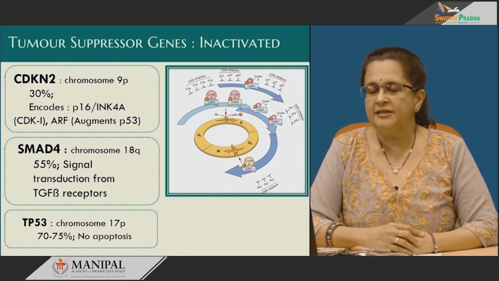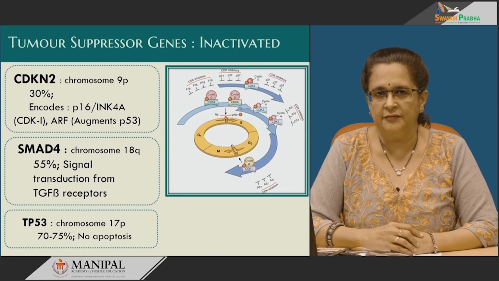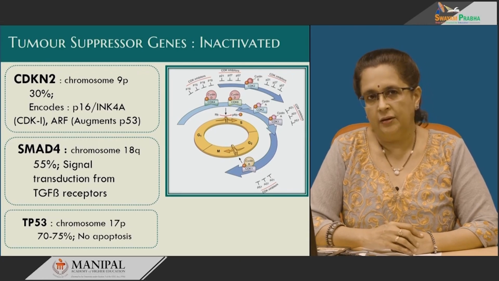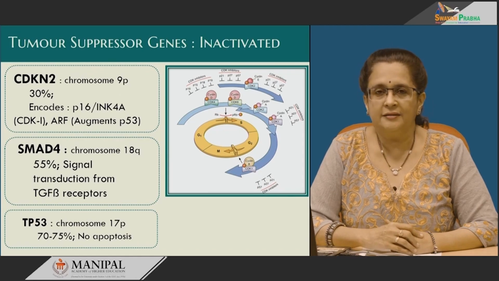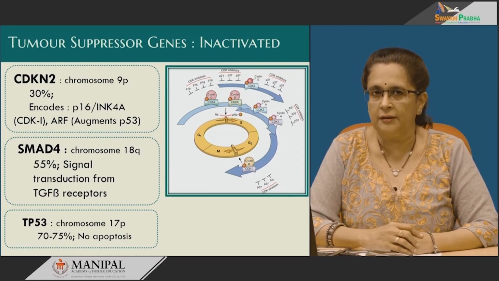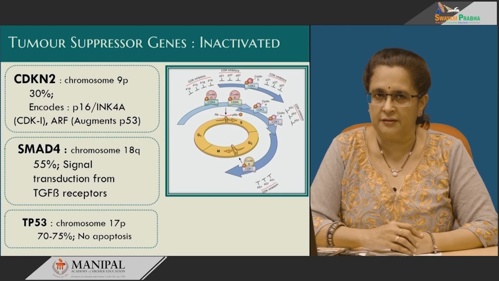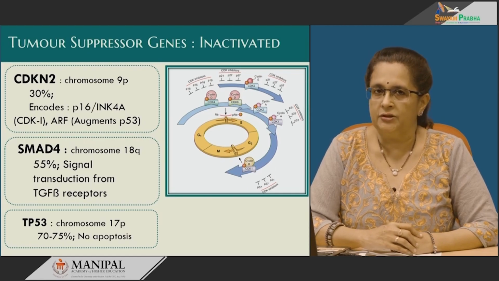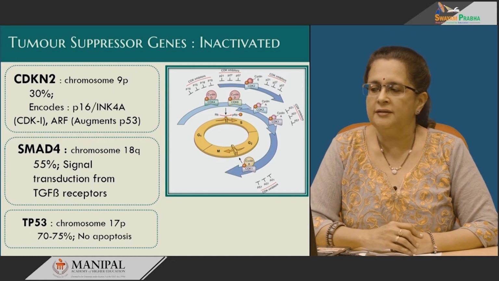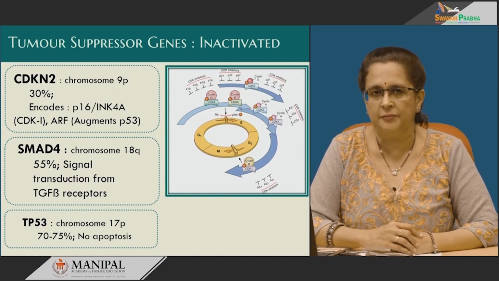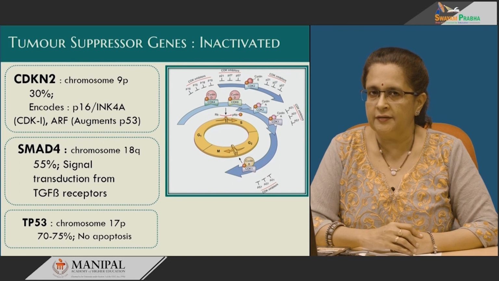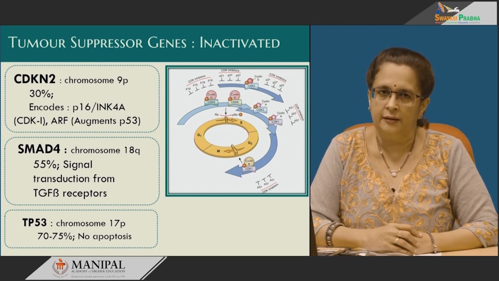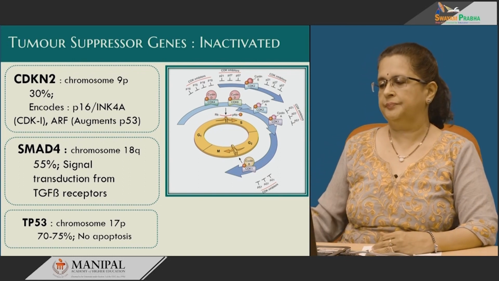Now, the next gene is TP53, located on chromosome 17p. It is deleted or inactivated in 70 to 75% of the cases, and this results in the cell not undergoing apoptosis even if it is abnormal or there are accumulations of abnormal mutations. So, the cell growth continues. Now, all these genes together are responsible for varying degrees of cell proliferation seen in pancreatic carcinomas.